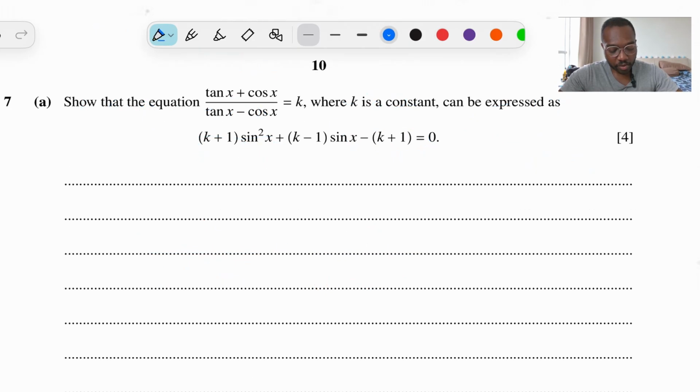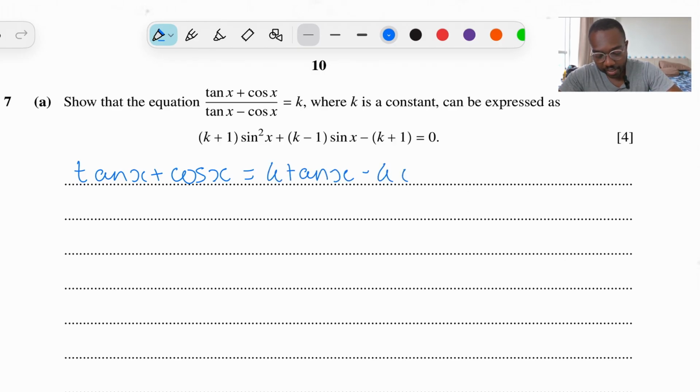So for 7a, we've got this trig equation here, (tan x plus cos x) over (tan x minus cos x) equal to k. K is a constant. We need to show that it can be expressed in this form below here. So what I'm going to do is bring the denominator to the other side, so you multiply by it. So we get k tan x minus k cos x.